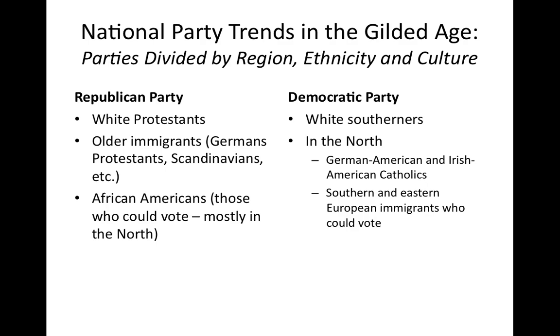voted for the Republican Party, because remember, the Republican Party was the party of Lincoln. In the South, African Americans could not vote because of the disenfranchisement of African Americans that came with Jim Crow. The Democratic Party, of course, enjoyed the allegiance of white Southerners. In the North, Democrats enjoyed the support of German American and Irish American Catholics, not Protestants, and Southern and Eastern European immigrants who could vote.